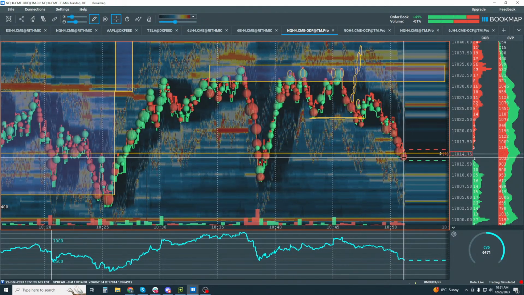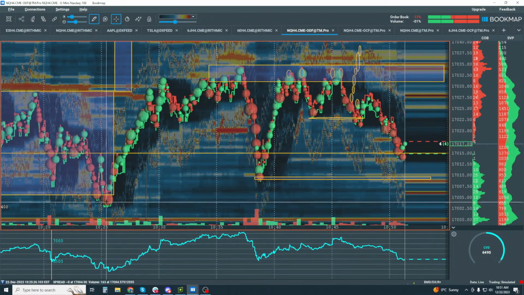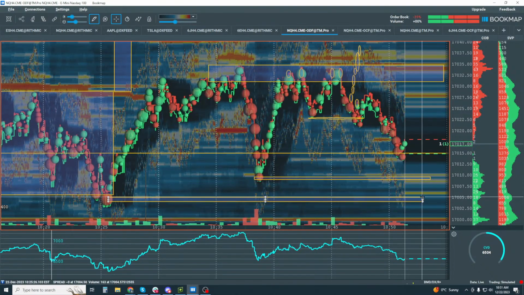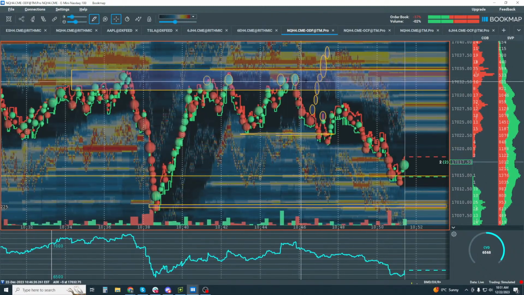Right? It's not happening now. In fact, we're probably more likely to come back down to some of the swings. Okay, but this move here is not out of the question yet.